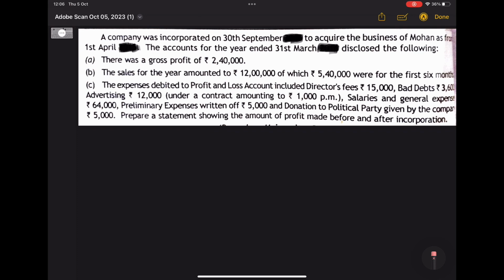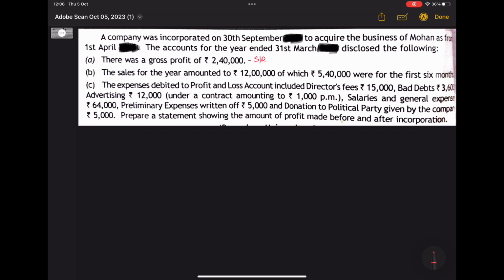Okay, so first one, there was a gross profit of 2,40,000. As you all know, we are going to start with gross profit, isn't it? So our format itself starts from gross profit. In the question, directly or indirectly they will mention the gross profit value. We are going to identify the gross profit and bifurcate it. On what ratio? Gross profit is fully related to sales, so we are going to calculate gross profit on the basis of sales ratio.